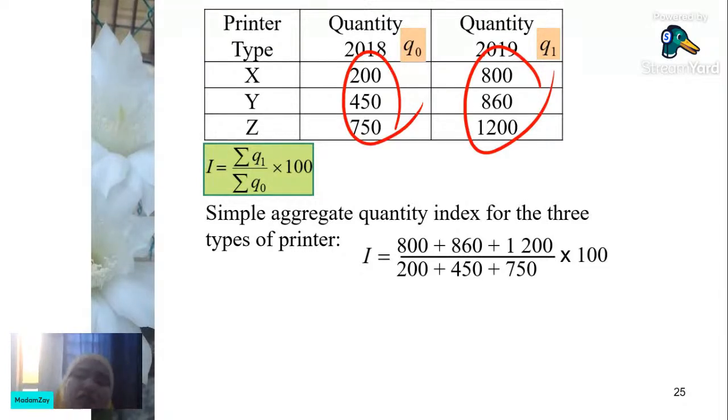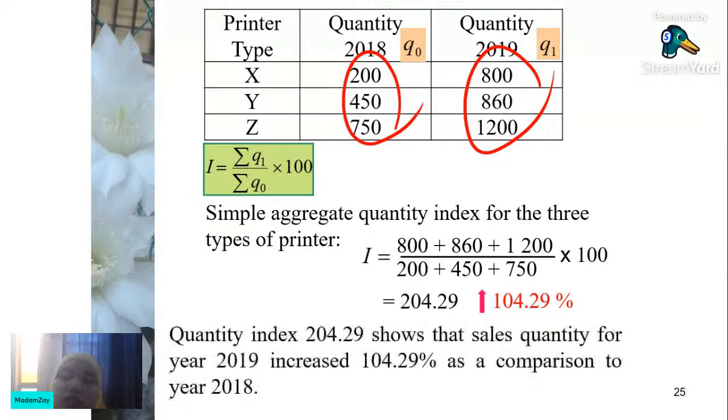So we have the answer equal to 204.29%. So what is the increase? To explain it, it increased by 104.29%. So the quantity index shows that the sales quantity for year 2019 increased 104.29% as compared to 2018. So we need to state increase by, decrease by, and so on. Just minus 100 from the value we have.